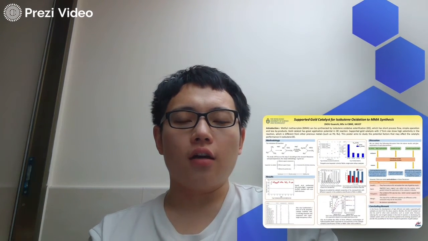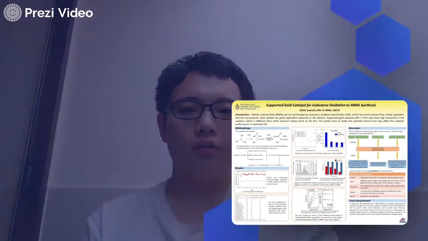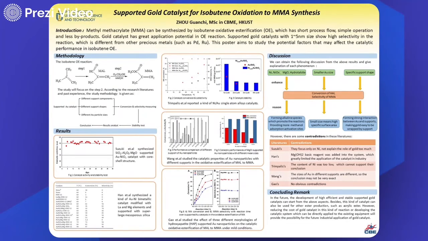Okay, let's start. This is my poster. My topic is supported gold catalyst for isobutene oxidation to MMA synthesis.